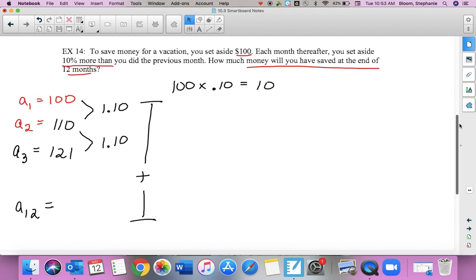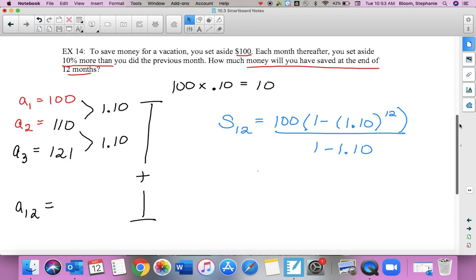So we're doing a sum, right? The sum after 12 months. My first month was 100, my r is 1.10, and then to the 12 months. When you do that on your calculator, you would have saved up $2,138.43.